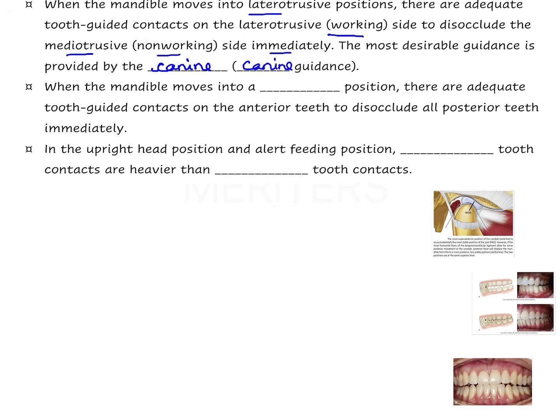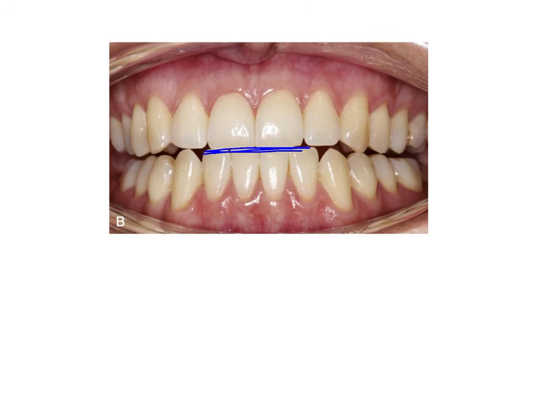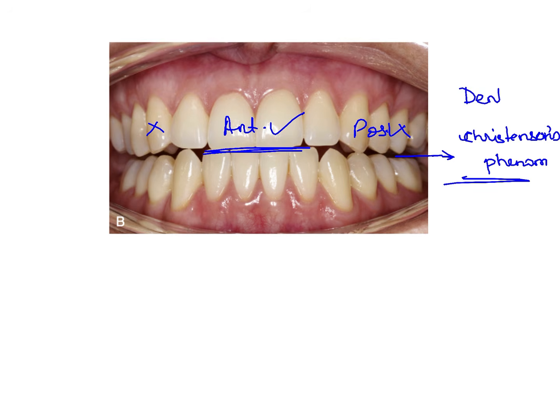Then when the mandible moves into a protrusive position, there are adequate tooth-guided contacts on the anterior teeth to disocclude all posterior teeth. Now bring your anterior teeth edge to edge like this. You will realize that anterior teeth are contacting and posterior teeth are not contacting. These gaps at the back are known as Christensen's phenomenon. Christensen's phenomenon is seen in dentulous patients, in dentate patients.